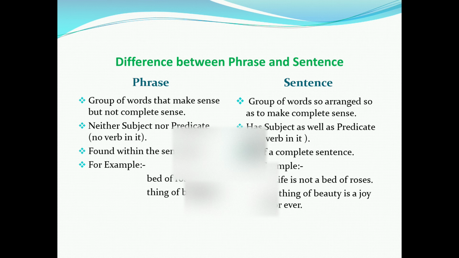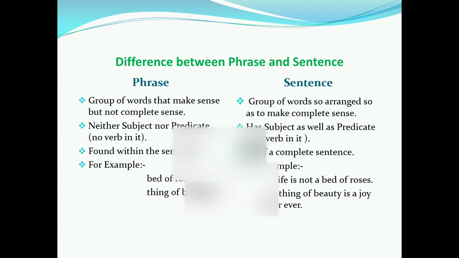Let's take an example. Bed of roses. No subject, no predicate, simple group of words. Whereas, life is not a bed of roses. This is a complete sentence. It contains subject life. Predicate is not a bed of roses in this sentence. Let's take another example.